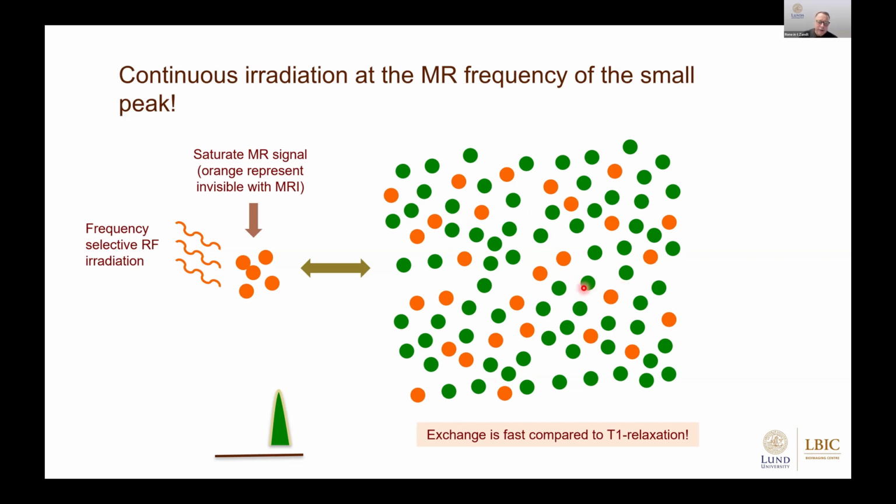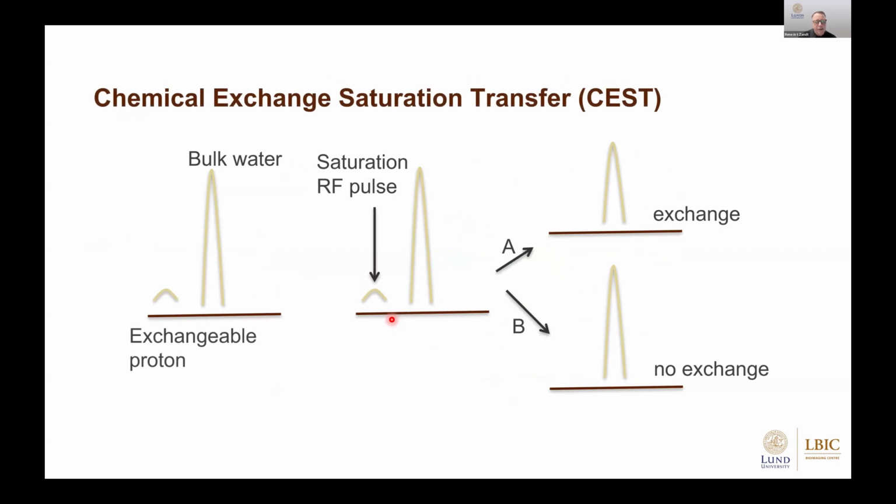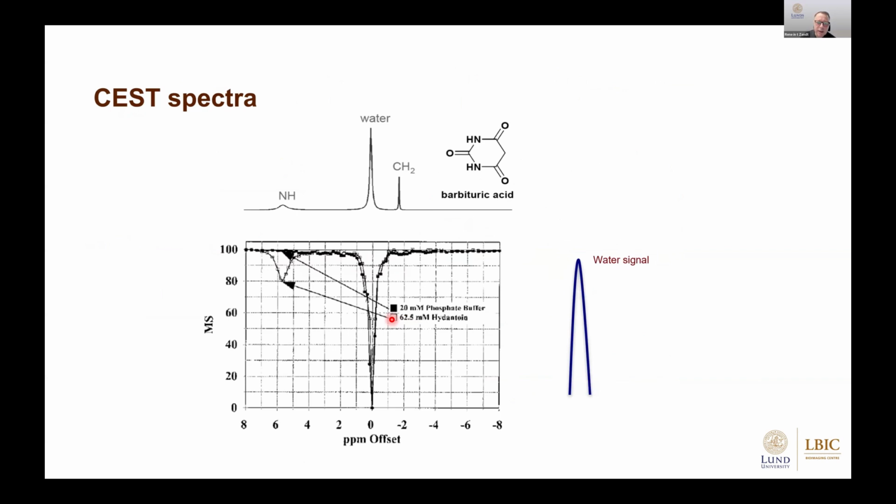But if this is going 1,000 per second, it still will work. So that's what is called then saturation transfer, and how it will work in practice is shown in this figure. The reference to the publication comes in the next slide. But what they have done is that they had just a phantom solution with barbituric acid, where you have the MR spectrum with CH2, the water, and the NH groups over here.